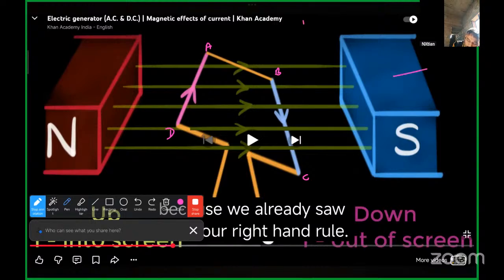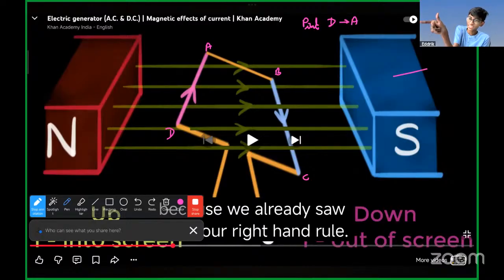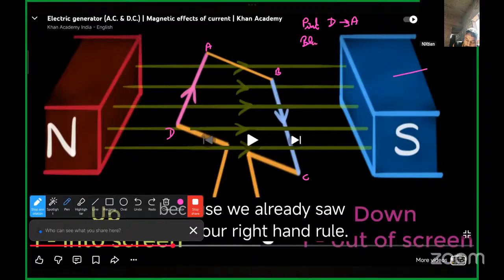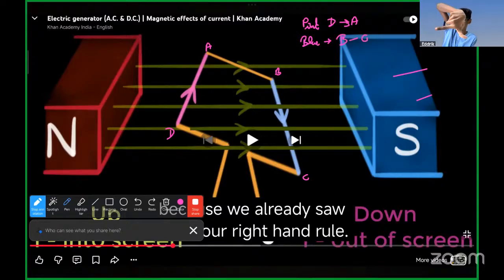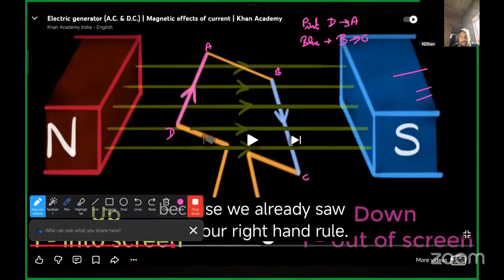So in the pink one, the current is going from D to A, like this, like this. And in the blue one, the current is moving from B to C, like this. Okay? Perfect. Did you understand, guys? Any problem in that?